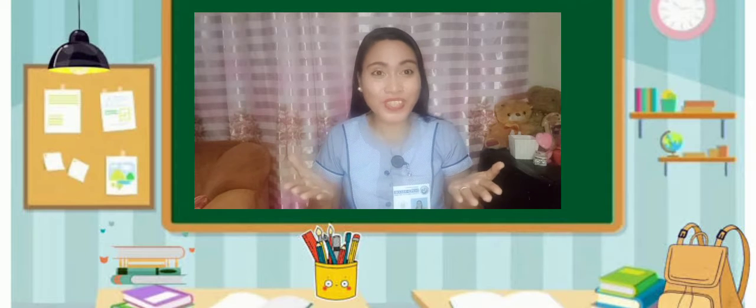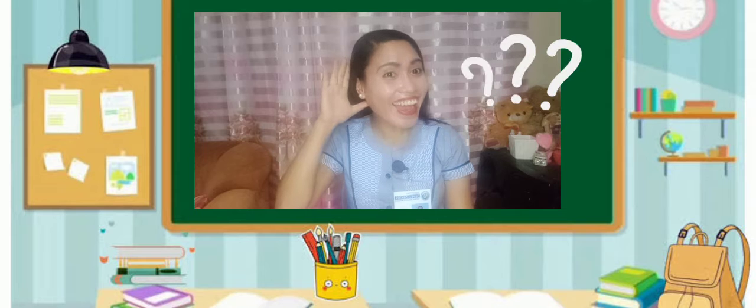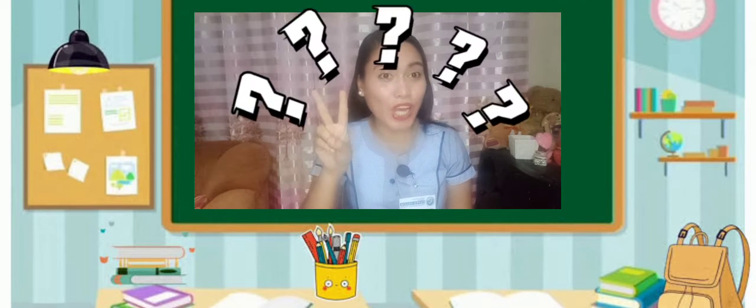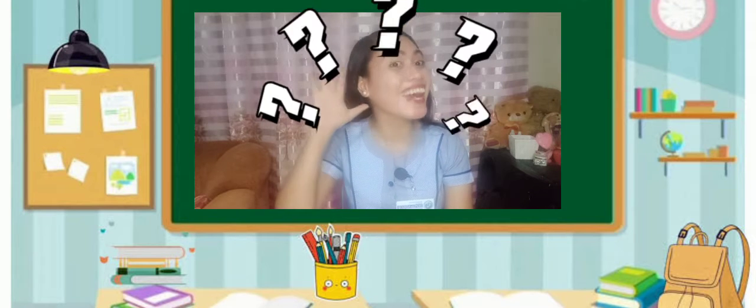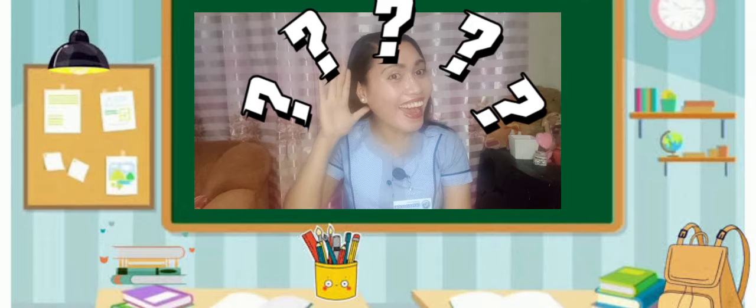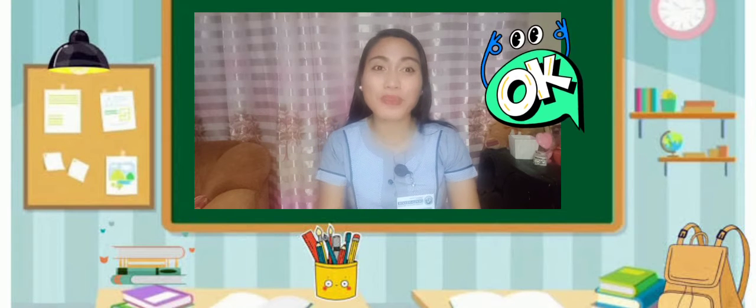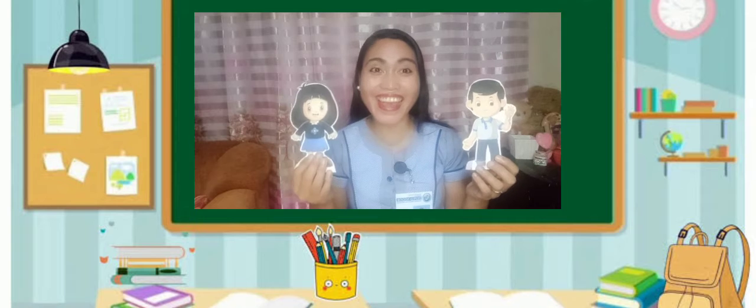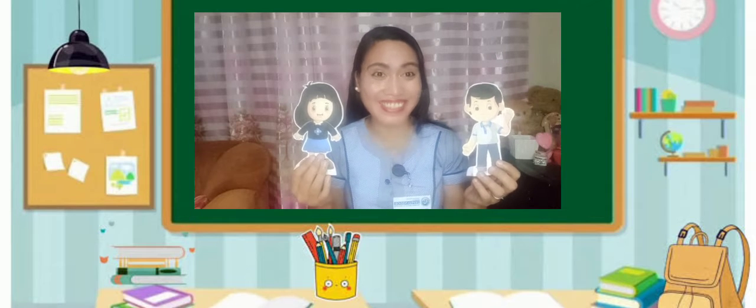Did you understand the dialogue? Alright, that's great. Now we will try to check if you really understood the dialogue. Who are the two people talking in the dialogue? Alright, the two people are Tom and Anna. Very good job.